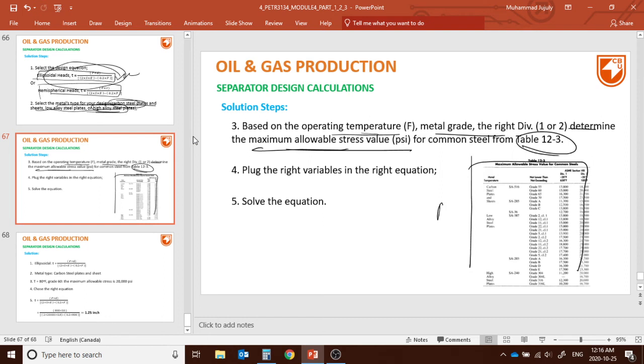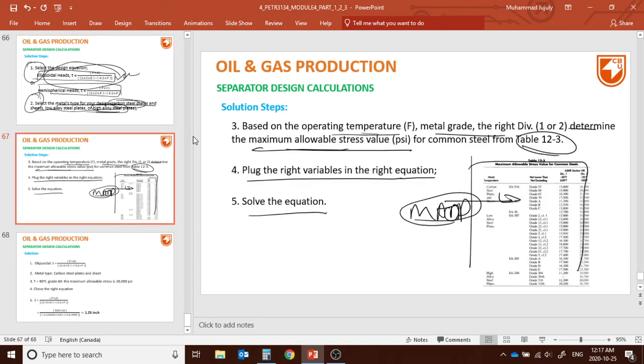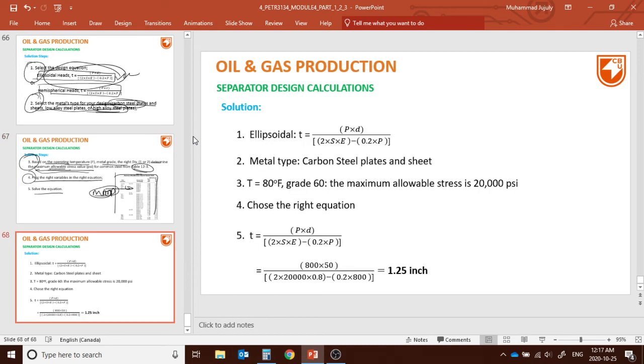The MAOP, or maximum allowable stress, is given, and we plug the variables into the right equation and solve it. So these are very simple steps. First step, selecting the right equation. Second step, selecting the right material. Third step, pressure and temperature conditions. Fourth step, we put all this information into the equation, and fifth step, solve the equation.